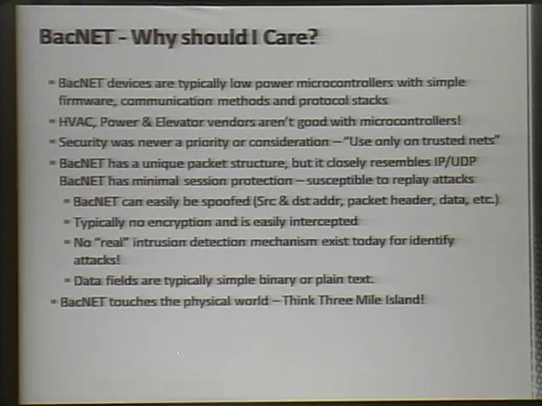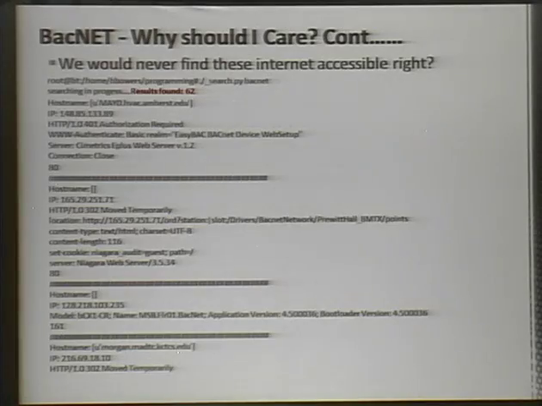Another reason why we should care: I know some of you are thinking it doesn't matter because no one would put any of this stuff on the internet, right? This is all inside a building. Wrong. Unfortunately, one of the tools I include within the BACnet attack framework goes out across the internet and tries to identify BACnet environments that are out there. The last time I did this, I think it came out to 20 or 30 something sites. Now we're up to 62. So unfortunately, just like everything else, people do stupid things and put them on the internet.